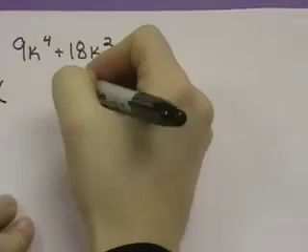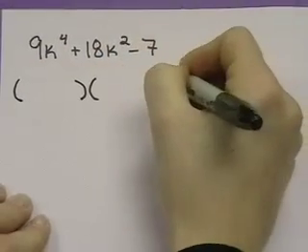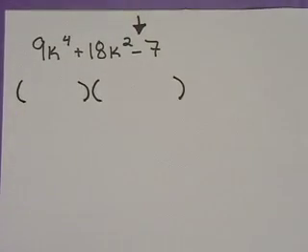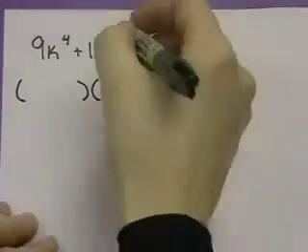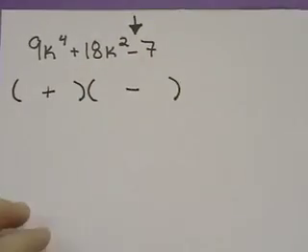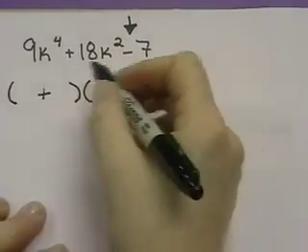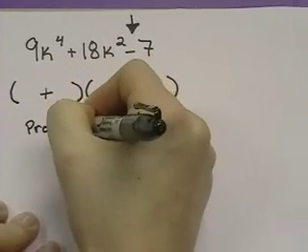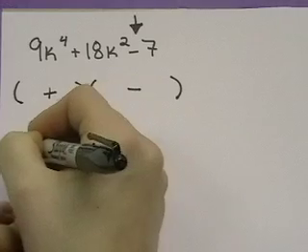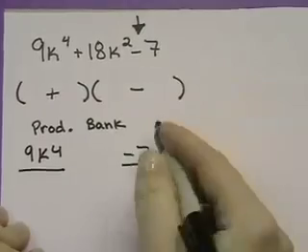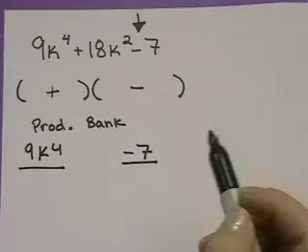Now, just like last time, I'm going to set up my factors parentheses first. This time I look at the back term and I say, it's not addition, it's not the same, they have to be different. Whenever this is a subtraction sign, the two factors have to be different signs. So here I go. I don't know what numbers are going in yet, so I'm going to start out my product bank. Product bank. And I've got a 9k to the 4th and a negative 7. This negative sign is going to mess me up just a little, make one more step.